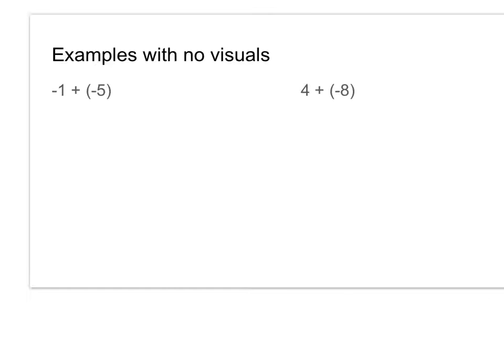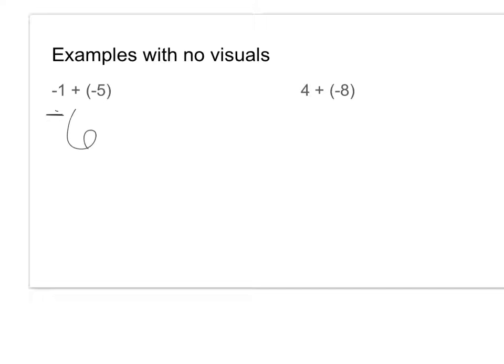Let's look at some examples. The first one has a -1 plus a -5. So -1, -5, they have the same sign. Remember, when the numbers have the same sign, you can just combine them together. So what is 1 plus 5? We know 1 plus 5 is 6. Since both numbers are negative, our answer is going to be -6.